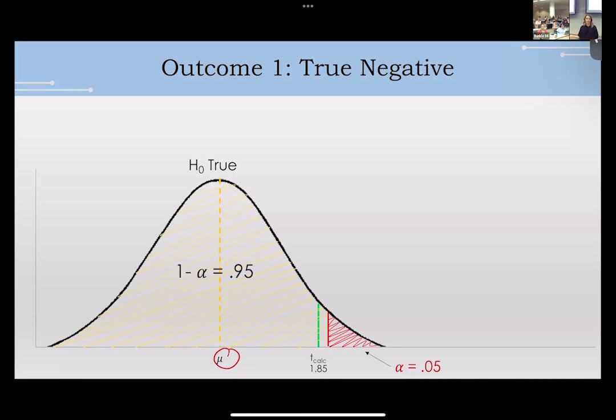That's option one, right? That is 1 minus alpha. Notice, what are these black things? I know that sounds like a weird question.